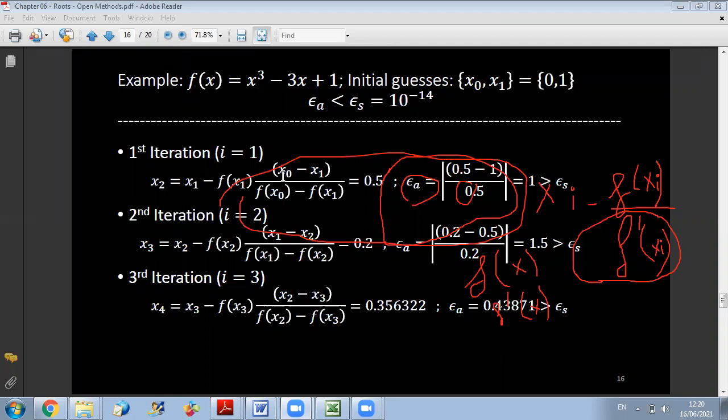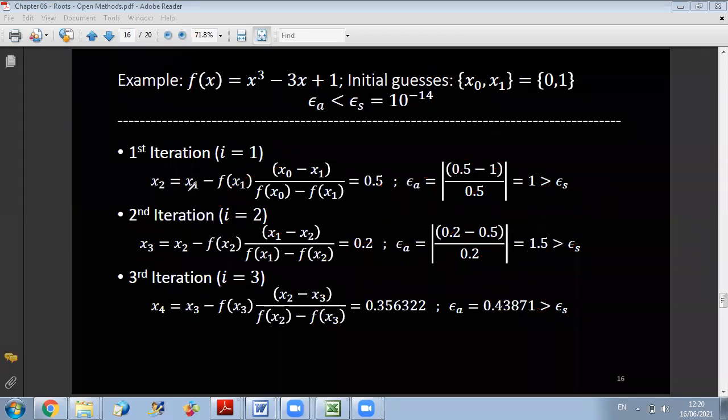I will give you what will be the difference if you want to use a Newton-Raphson method. So let us do the first iteration. In the first iteration, I want to compute x2. To compute x2, I just use the formula. x(i+1) equals xi, which is 1 here, minus f(xi) times (x(i-1) minus xi) over f(x(i-1)) minus f(xi).